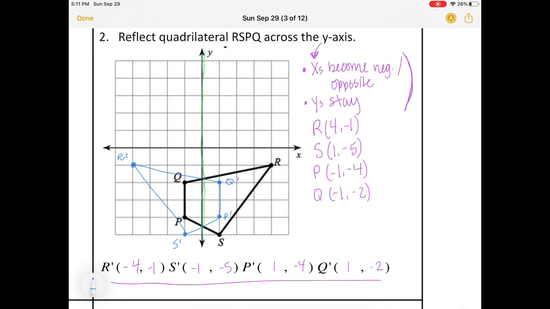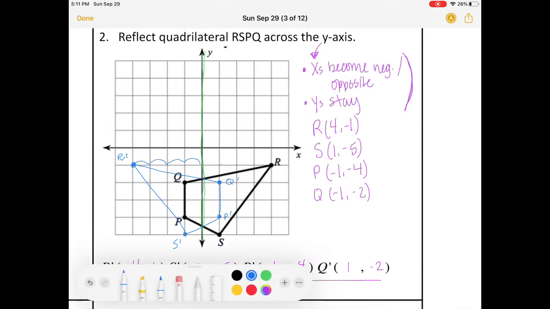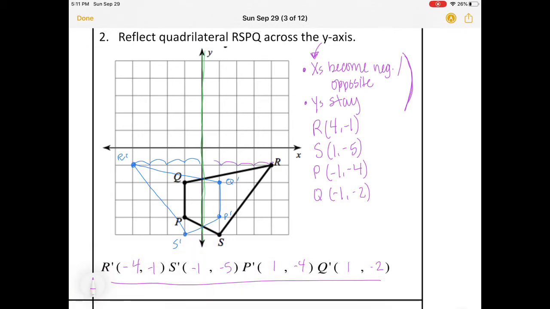Alright, again, the shape should look congruent, and it should look like I took that original shape and flipped it over onto the left, which this one does. You can also check by seeing that R is 1, 2, 3, 4 spaces from the y-axis, whereas the original R was 1, 2, 3, 4 spaces from the y-axis. So if you ever get stuck and you're not sure how to do the mapping rule or find these new coordinates, do it like that.